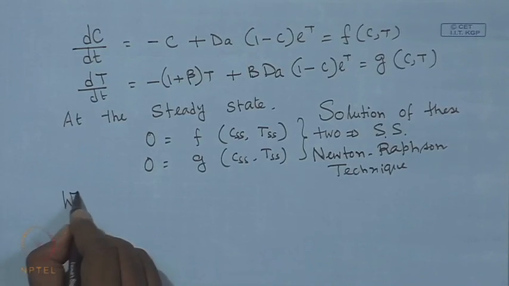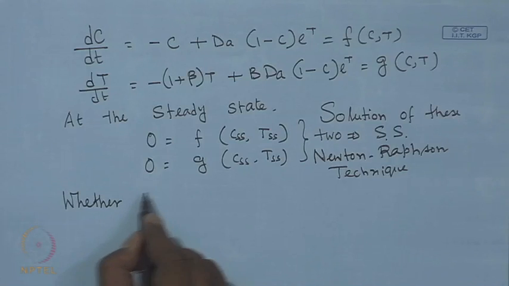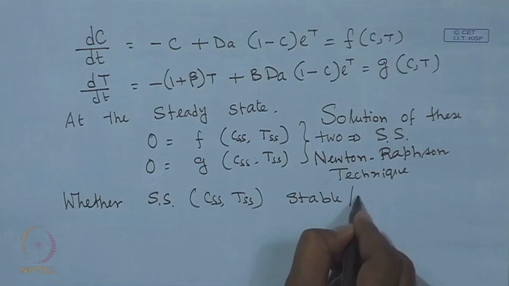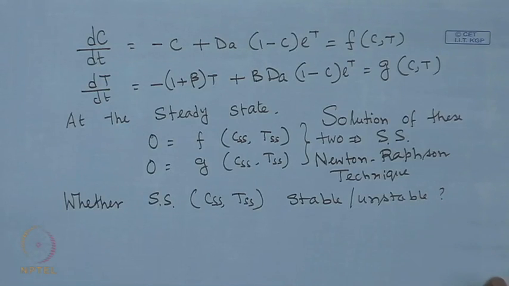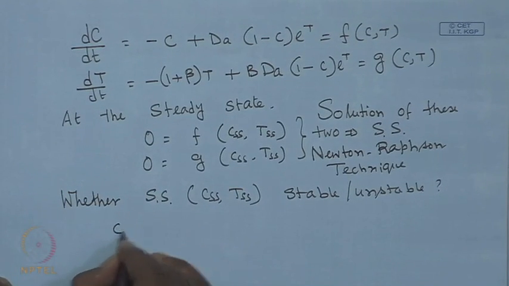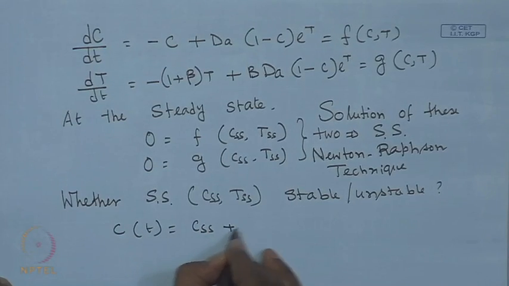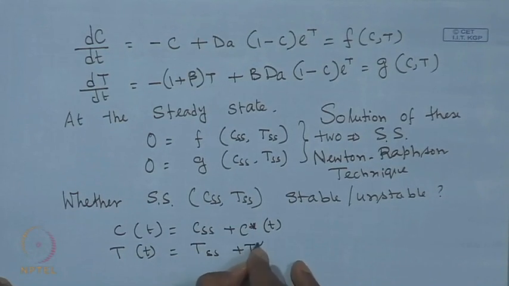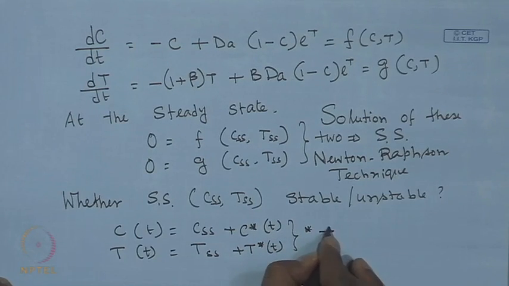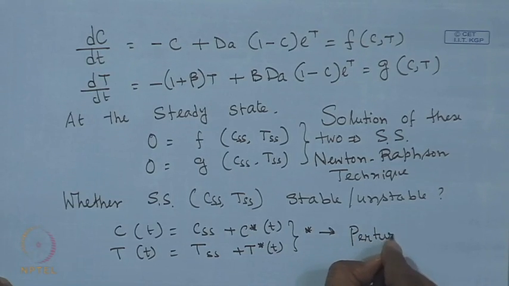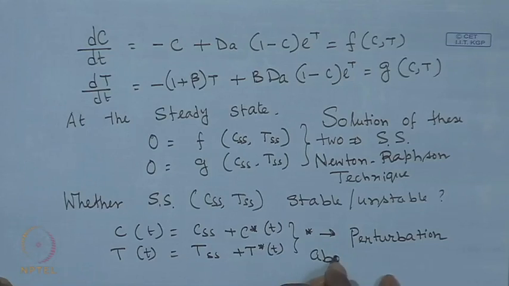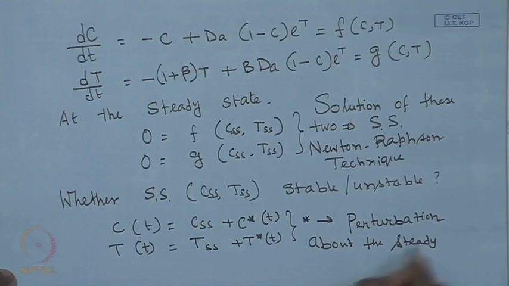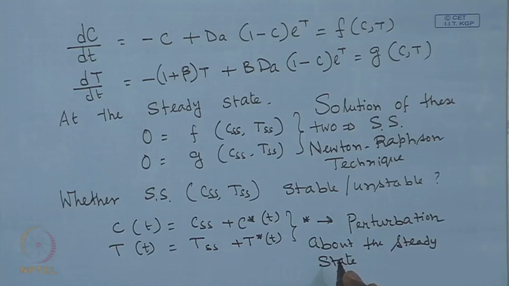Now, the question is whether the steady state CSS and TSS are stable or unstable. So, what do we do? We write C as a function of time as CSS plus C star of t, and T as a function of time as TSS plus T star of t. This star indicates the perturbation about the steady state.